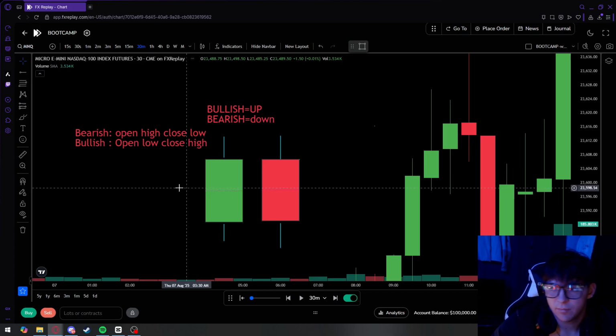So bearish is open, high, low, close. Bullish is open, low, close, high. Bullish means going up, bearish means going down, and a candlestick is a representation of where price went over a period of time.